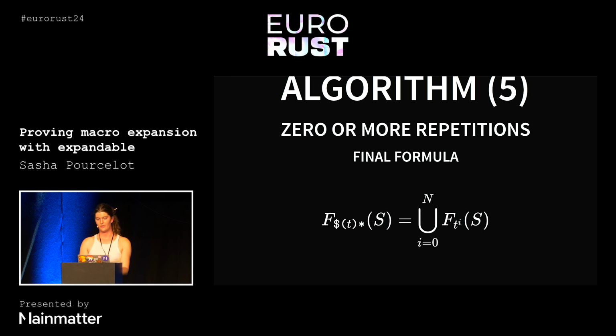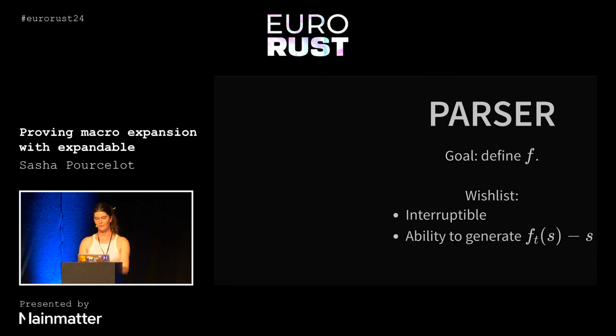Once we have a value of capital N, we can define the formula of 0 or more repetitions as the union of all the repetitions from 0 to capital N tokens. So this is how we define it. This is how we prove that a macro is correct.